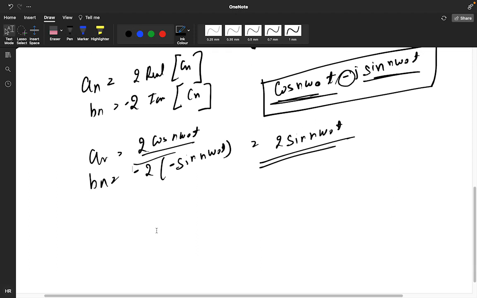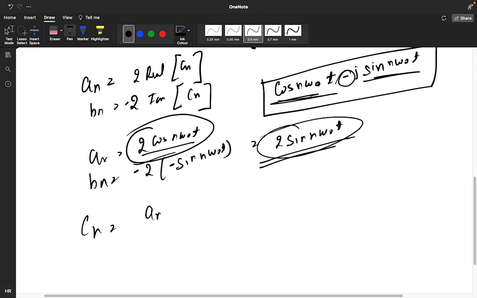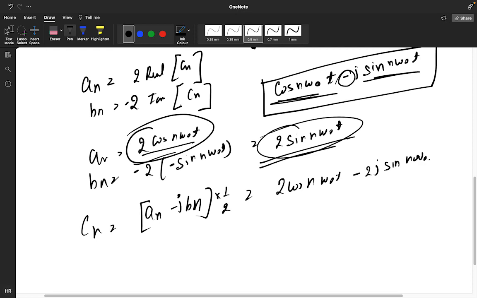And if an and bn both are given, see, this is my an, this is my bn. So what will be the cn? An minus j bn into 1 by 2. Same result you will get. Check it. So 2 cos n omega naught t minus 2 j sine n omega naught t divided by 2. So you are getting the same thing or not? So that is the concept.